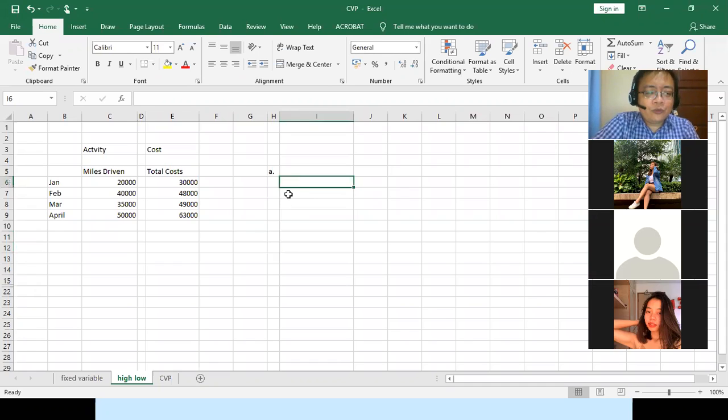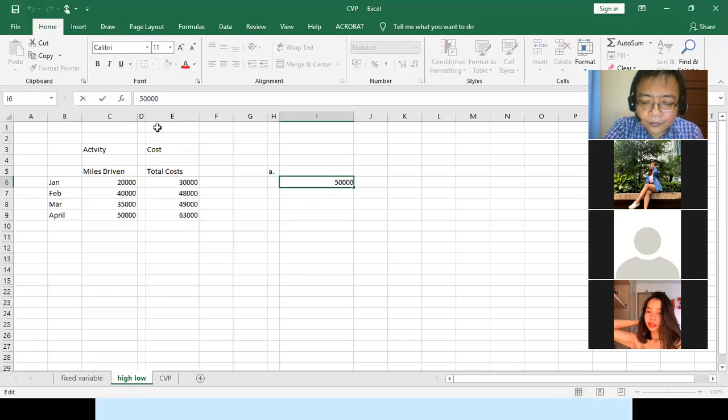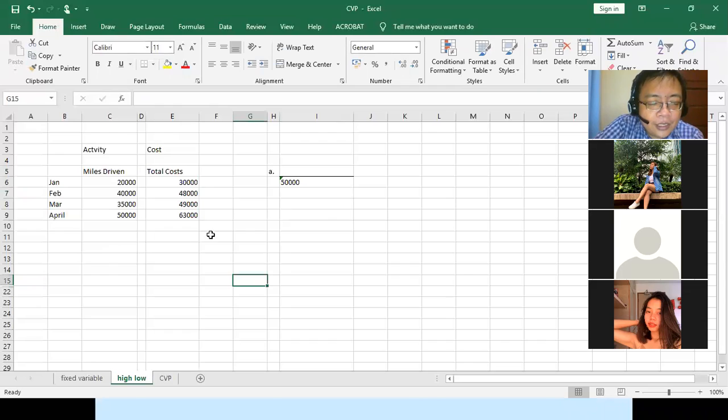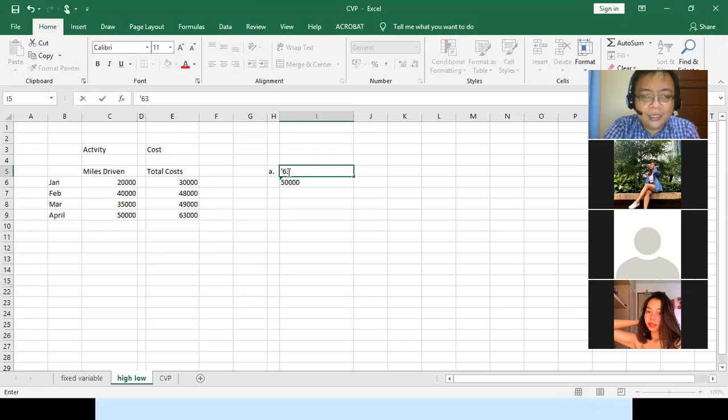Gagawin nyo is look for the high activity. Ano yung pinaka-high activity dito? Di ba 50,000? Meaning, put the 50,000 here. High-low, ha? Get the high activity first. After that, kung ano yung high activity mo, punta ka sa cost niya. Ang cost niya ay 63,000. Alright, 63,000.